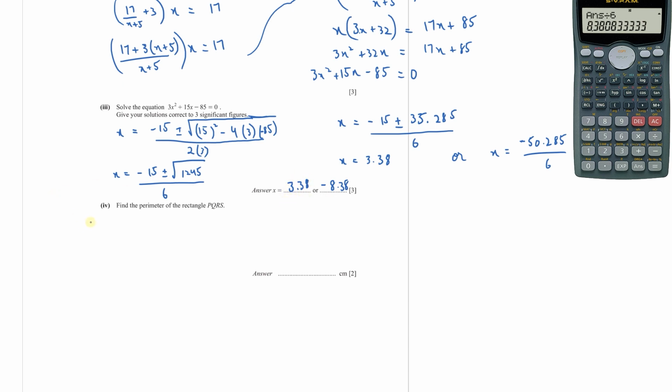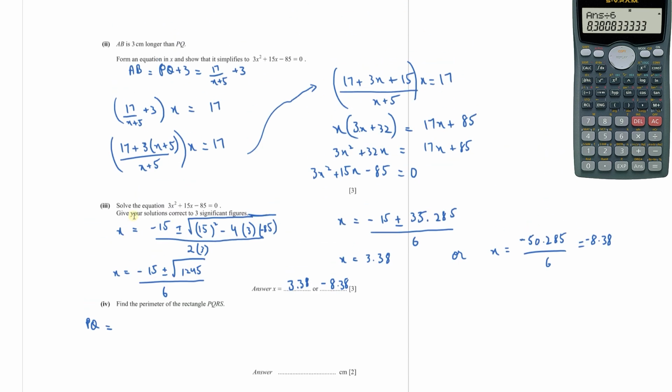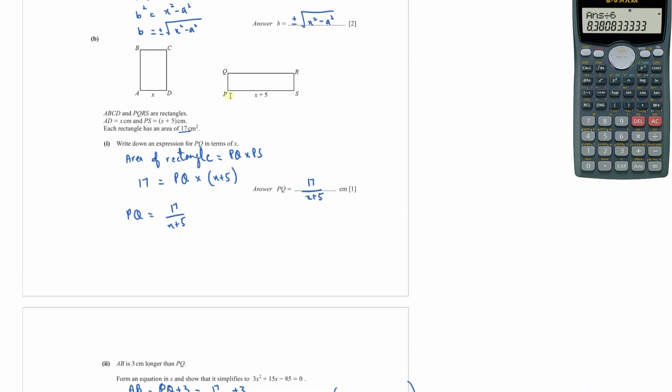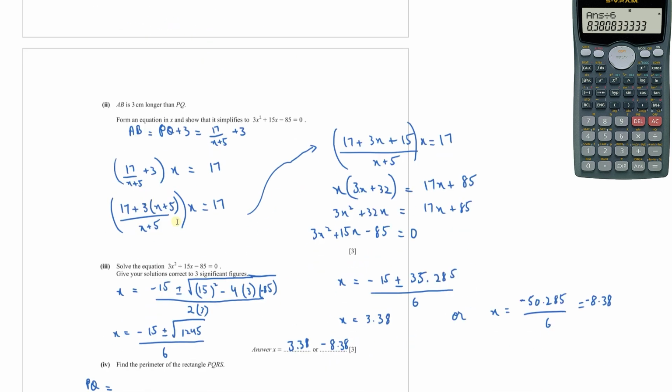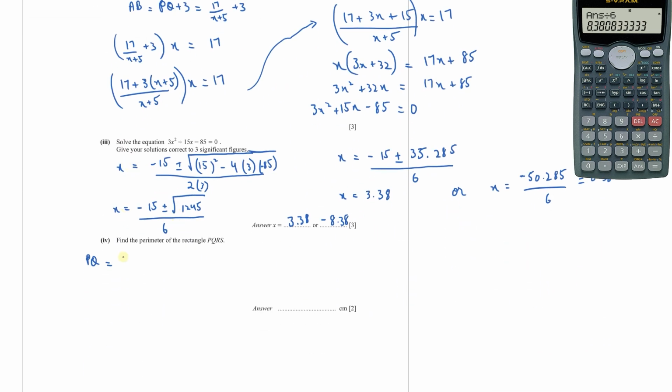So for the perimeter, first let's find the length PQ. PQ is 17 over x plus 5. So this will be 17 over x, which is 3.38, plus 5, which is 17 divided by 8.38. So this is 2.03.